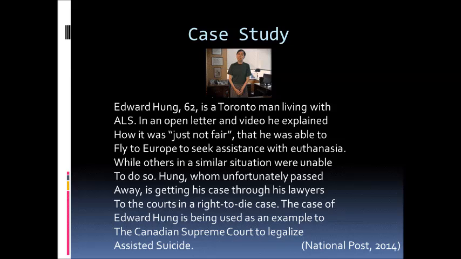He did unfortunately pass away, and his lawyers are fighting to get his case to the Supreme Court in a right to die case. His case is being used as an example to legalize assisted suicide in our country, and it brings to light the fact that people who can benefit from assisted suicide are not allowed the same freedom of choice to choose that route if they want to, because obviously it still is illegal.